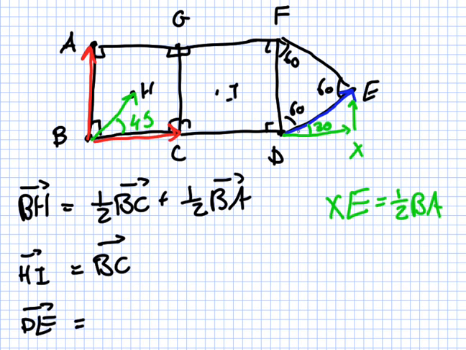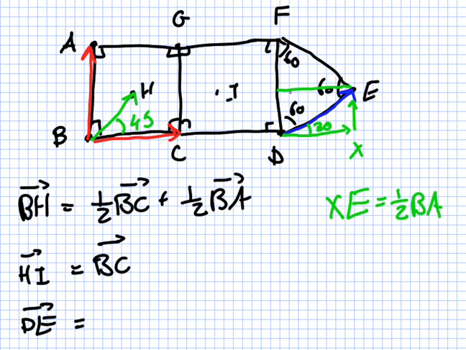Isn't DE same as DE? Hang on, slow down. You're saying DE is the same as... No, DX is the same as BC. No, we don't know that either, because that would only be true if this was the same length. But this is not 1 unit long. This is the same length as this. So this has to be smaller. So it's actually smaller than BC.